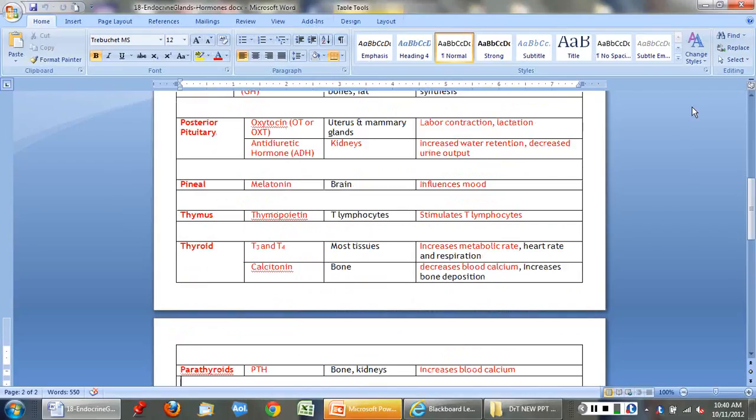And then you have the pineal gland. Melatonin influences mood. This hormone makes us feel sleepy at night. So the pineal gland is secreting melatonin when it gets dark outside. It can tell when we're in the presence of dark. People call the pineal gland the third eye because it responds to light and dark. So it releases melatonin, and during the day that melatonin converts to serotonin.